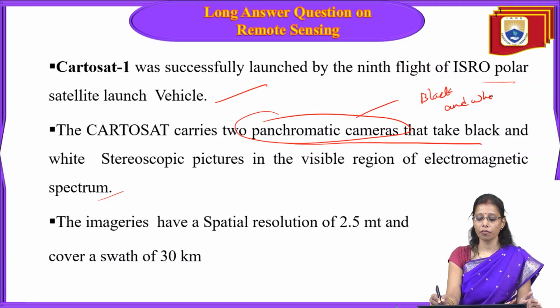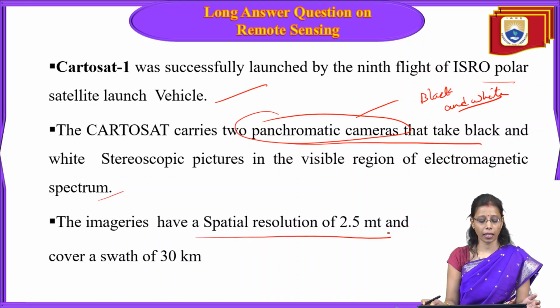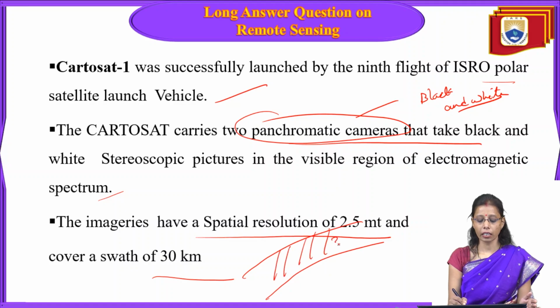So black and white photos are visible in this image, and the imagery has a spatial resolution of 2.5 meters and covers a swath of 30 kilometers. So what is a swath here? This is the swath, it covers an area of 30 kilometers. So it has this capability in the Cartosat.